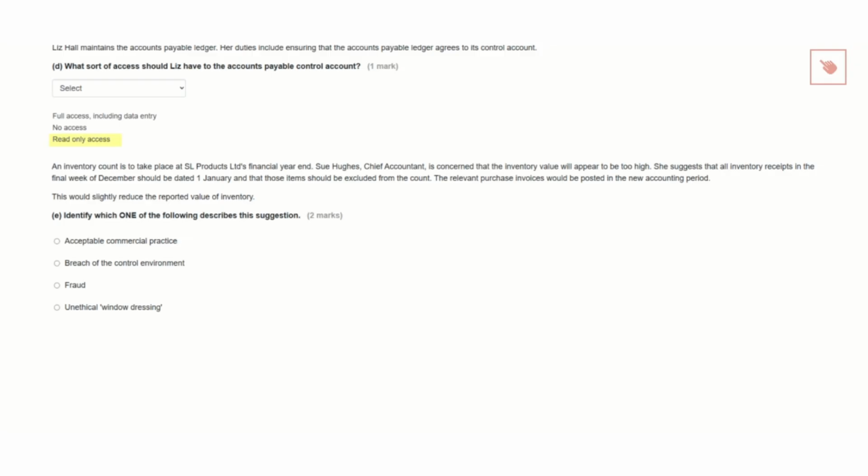For 2 marks, we need to identify which one of the following describes the suggestion. The correct answer here is fraud. The reason for this is deliberately misstating inventory receipts and excluding them from the count to understate inventory and reduce reported profits is a fraudulent activity. It is deliberate misrepresentation of the company's financial position.